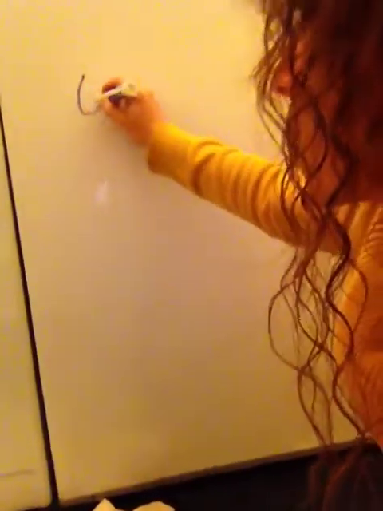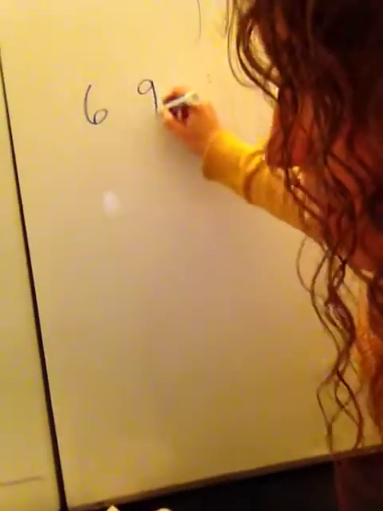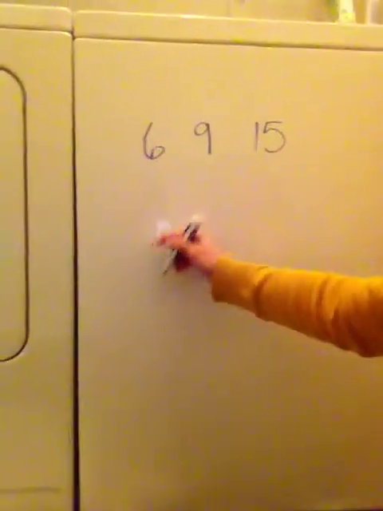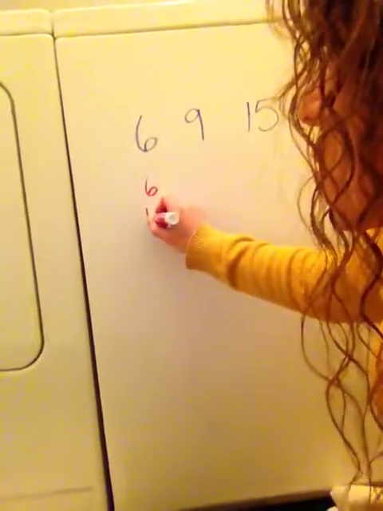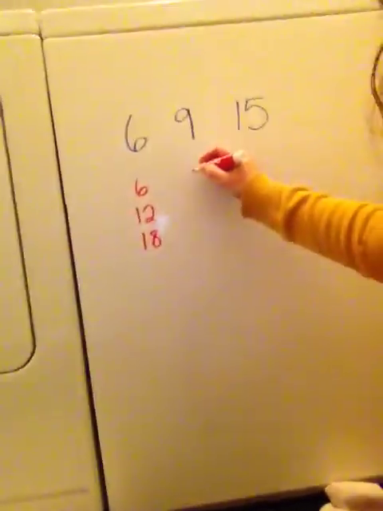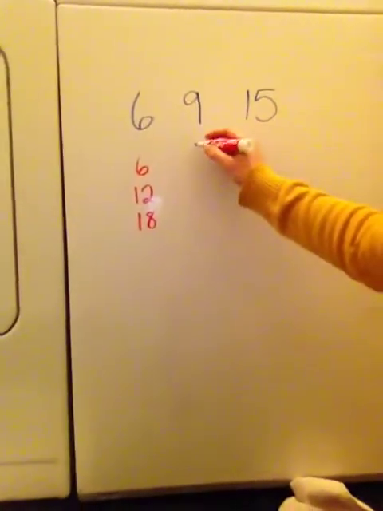Okay, let's do one with 3 numbers. So let's do 6, 9, and 15. Okay, so we're going to list multiples of 6. I'm going to do a different color. Sorry. 1 times 6 is 6. 2 times 6 is 12. 3 times 6 is 18.